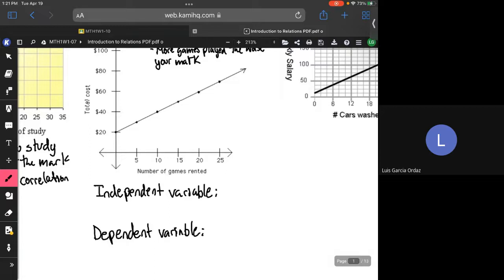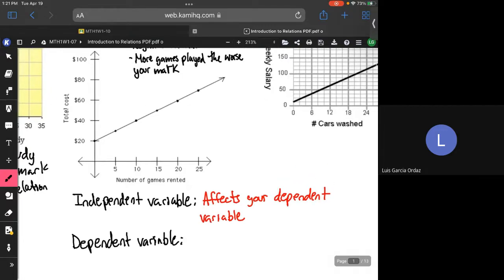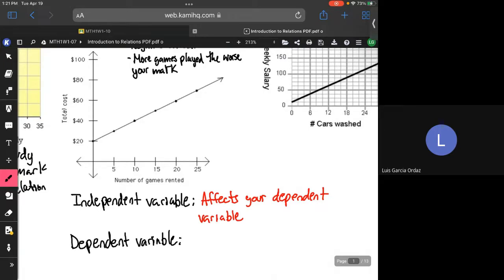So your independent variable in math helps you determine how it affects your dependent variable. So this affects your dependent variable. If we look at the number of games rented and the total cost of those games, what happens as you rent more games? How does it affect your total cost in that case? Matthew: It goes up. Okay. It's buying more, it's the rental more.